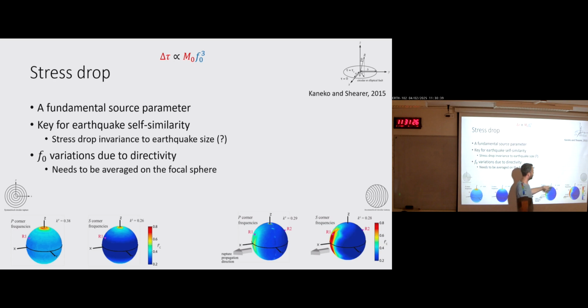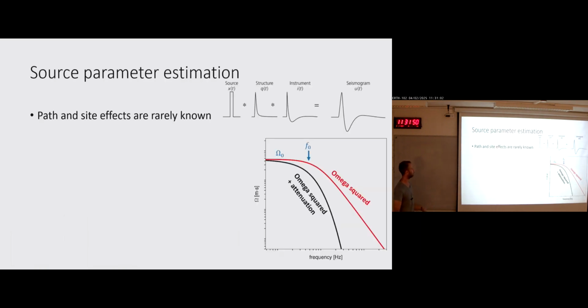So what we see here is that the rupture starts at one end and propagates to this end. In this case, where we have directivity, we would expect corner frequency, indicated here by the color code, to vary depending on the direction from which we observe the earthquake. To get reliable stress drop, we need to get average corner frequencies all around the earthquake. And this is very problematic because we need a dense seismic network.